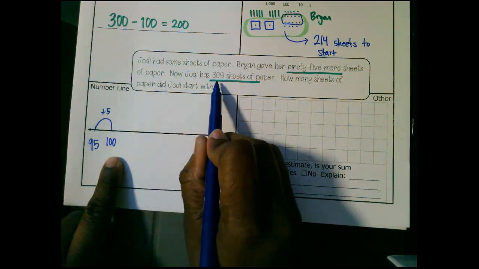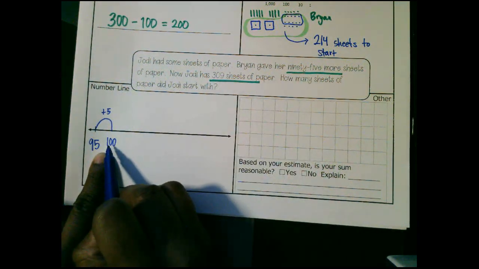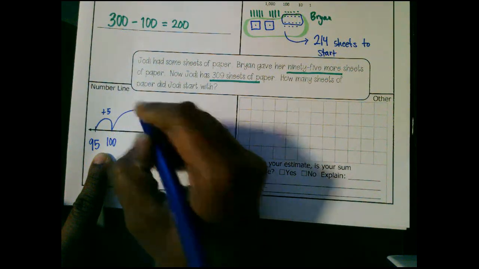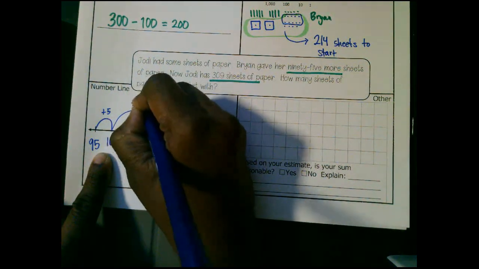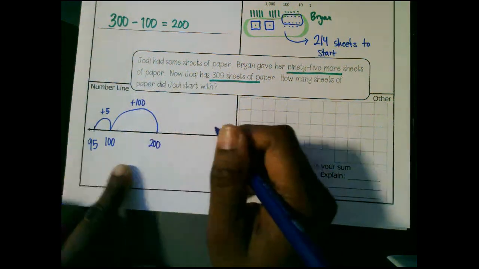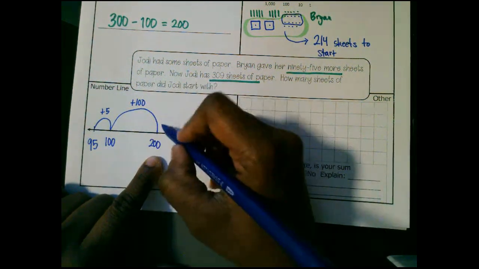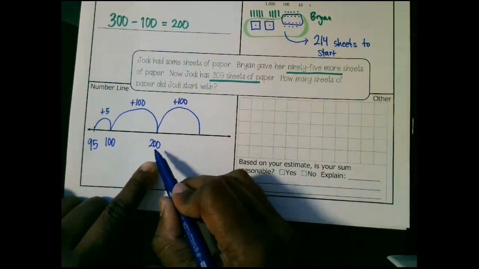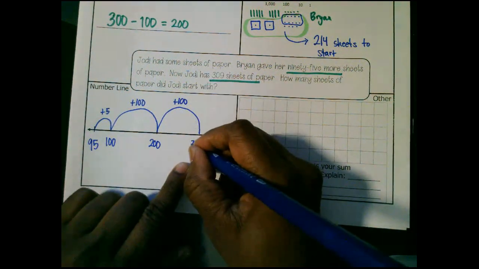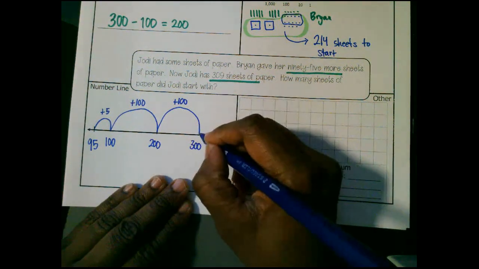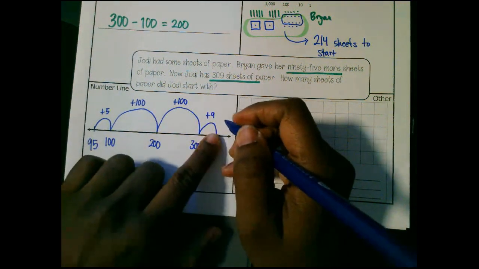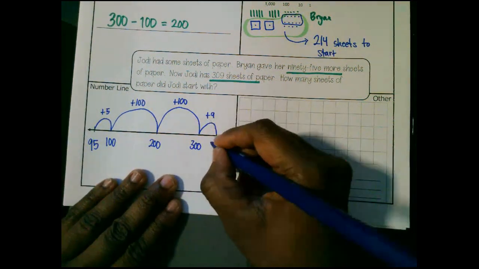I'm trying to get to 309. I'm at 100. I think I could do another 100. 100 plus 100 is 200. Almost there. I think I can do another 100. 200 plus 100 gives me 300. And then I could just do 9. That really should be bigger than the 5.